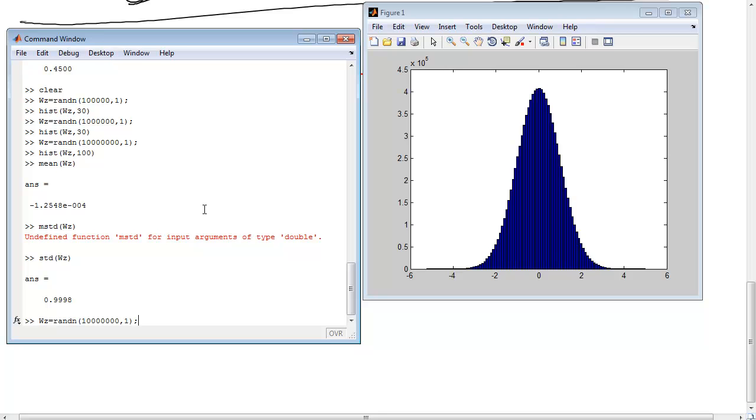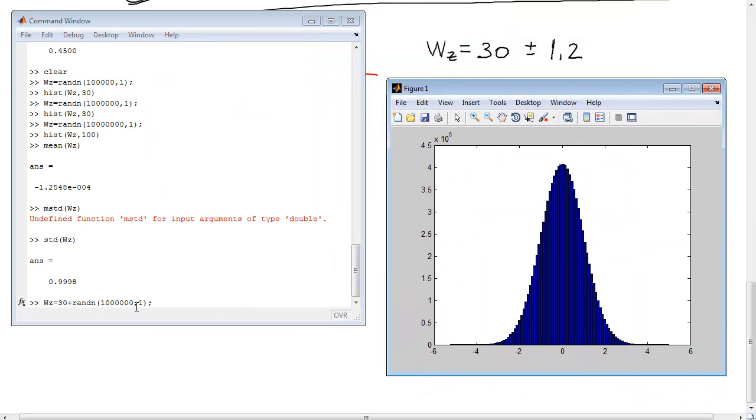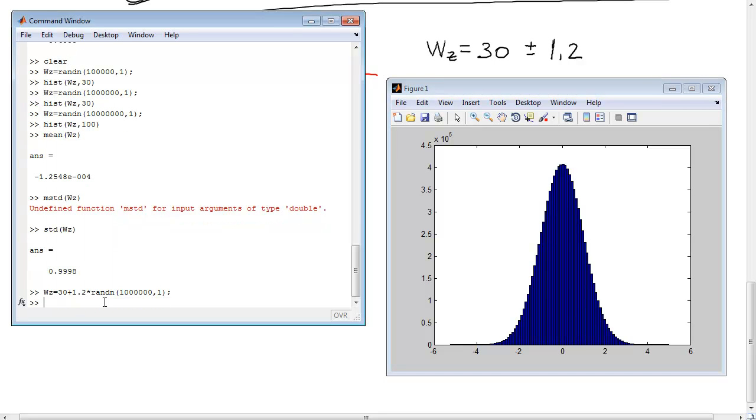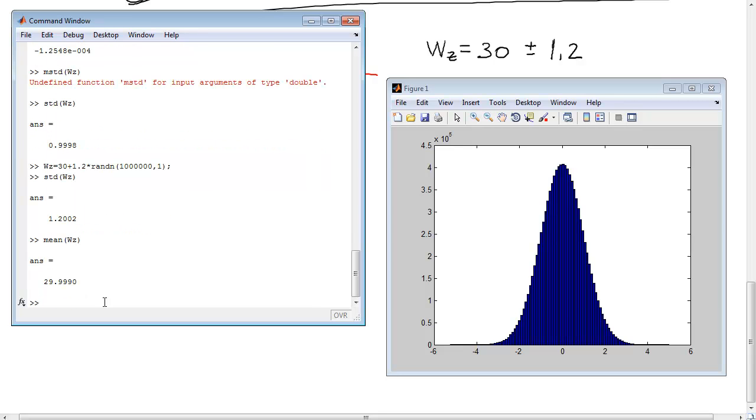So what can we do to convert this? Well, let's say we did something like this. 10 million may be excess. How about a million? Because I don't want to spend a lot of time here. 30 plus, now what was my plus or minus here for? It was 1.2. 1.2 times that. Now, standard deviation, oh, surprising, 1.2. Mean, 29.9, pretty much what I'd expect.